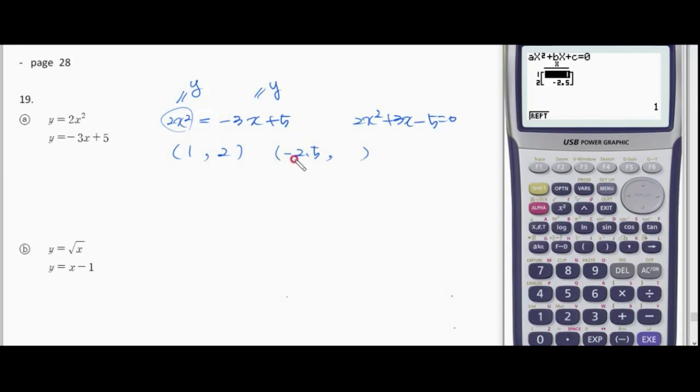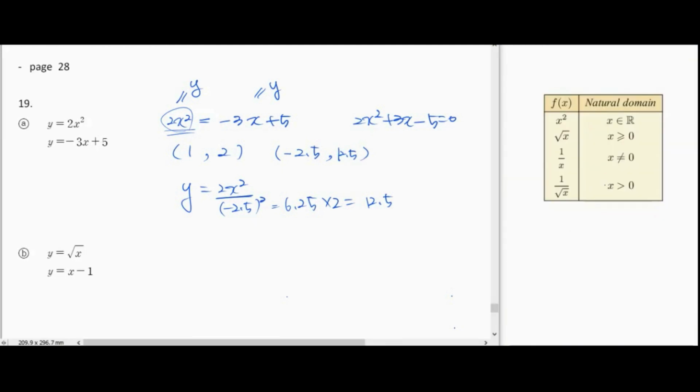And then, let's work on this one. When x is minus 2.5, we'll put it here, the 2x squared. Y equal to 2x squared, and we'll substitute x with negative 2.5, like this. Negative 2.5 squared is 6.25. And then multiplying by 2, it will be 12.5. So it's negative 2.5 comma 12.5. And this is b right here.